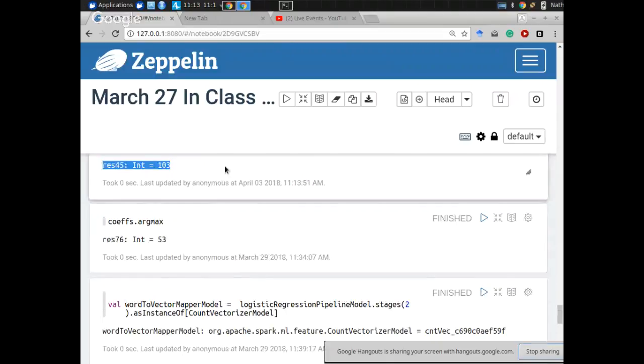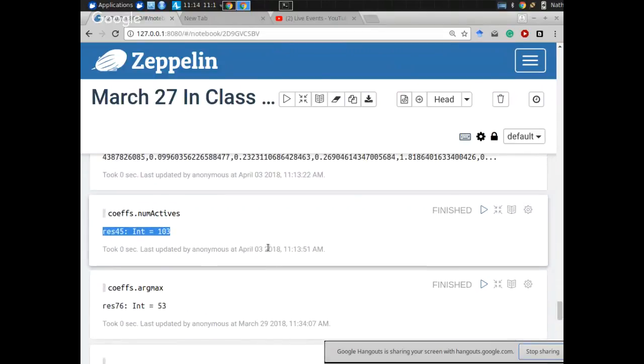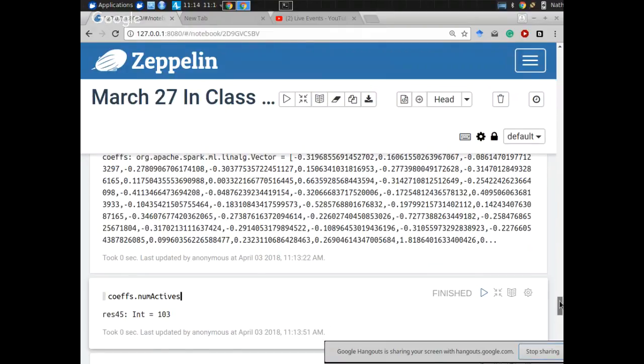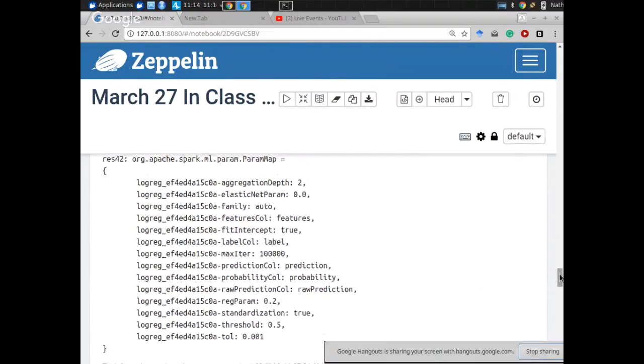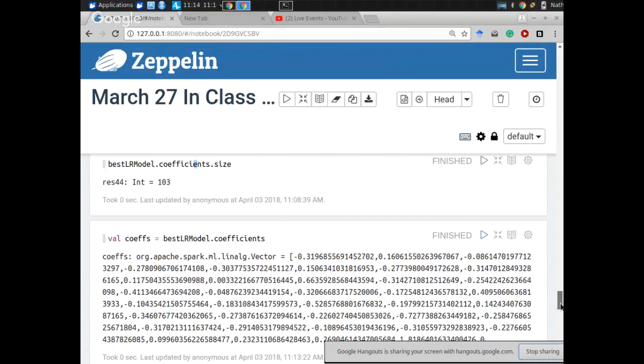And by the way, Yuan, this is something per your question. I'm wondering if these active coefficients, yes, exactly. It may be that you can set as part of your param map, your set of parameterizations here, that you somehow want it to prune or something like that. I don't see anything that obviously indicates that, but the fact that it's called active coefficients made me wonder.